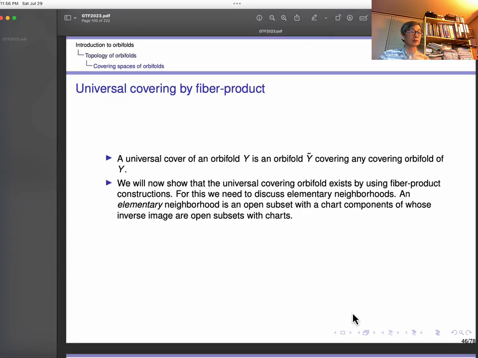So we will discuss the universal covering by using the fiber product. The universal cover of an orbifold Y is an orbifold Y tilde covering any covering orbifold of Y. We will show that the universal covering orbifold exists by using the fiber product construction. For this, we need to discuss elementary neighborhoods. An elementary neighborhood is an open subset with a chart component whose inverse images are open subsets of the chart.